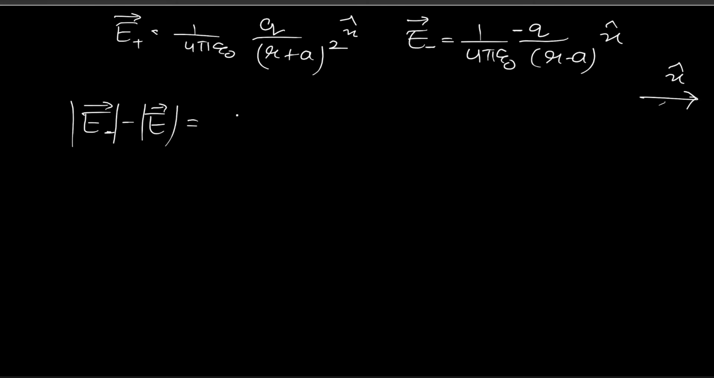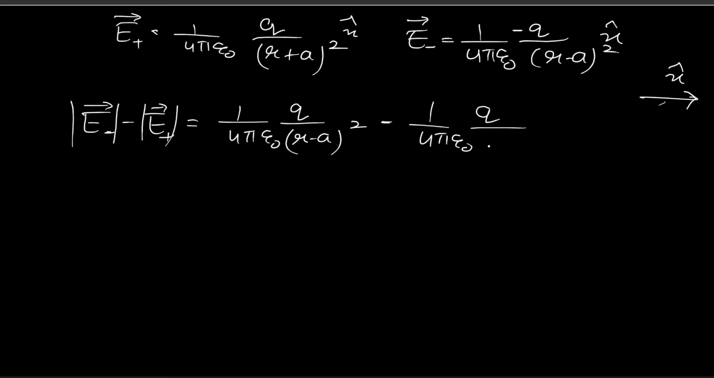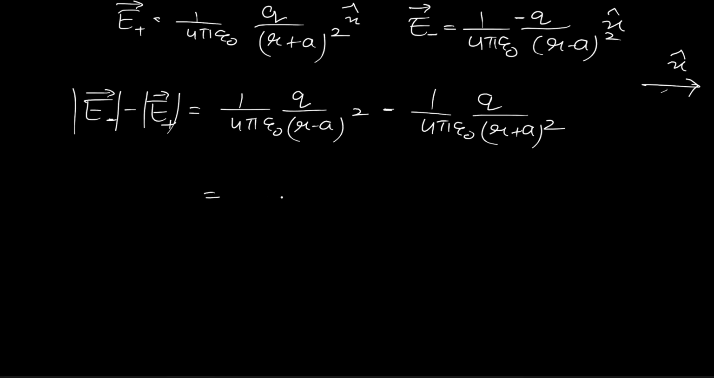In this, 1 by 4 pi epsilon naught and q by r minus a the whole square, we are dealing with the magnitude only. Remember that we forgot to square it. Minus 1 by 4 pi epsilon naught, because it is subtracted, due to the positive charge, q by r plus a the whole square. And if I solve it, take out the common 1 by 4 pi epsilon naught q.